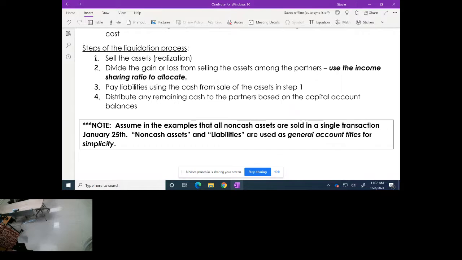So there's steps in this whole process. The first thing we're going to do is sell the assets. That's realization. There normally will be a gain or a loss from that sale of those assets, and we'll have to allocate that to the partners using the income sharing ratio.